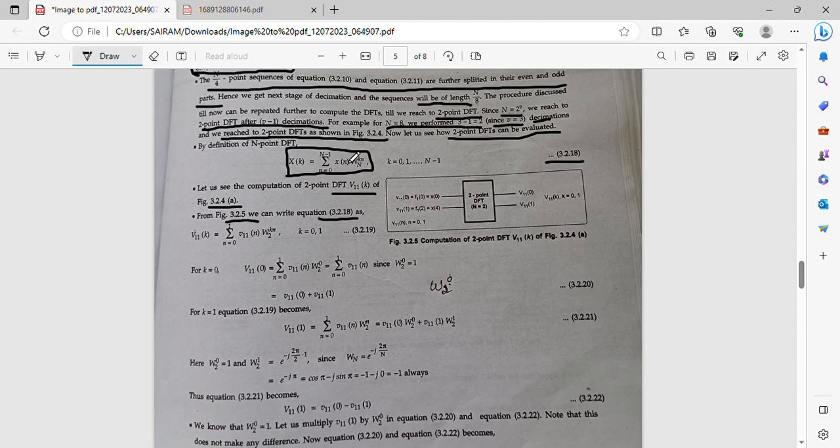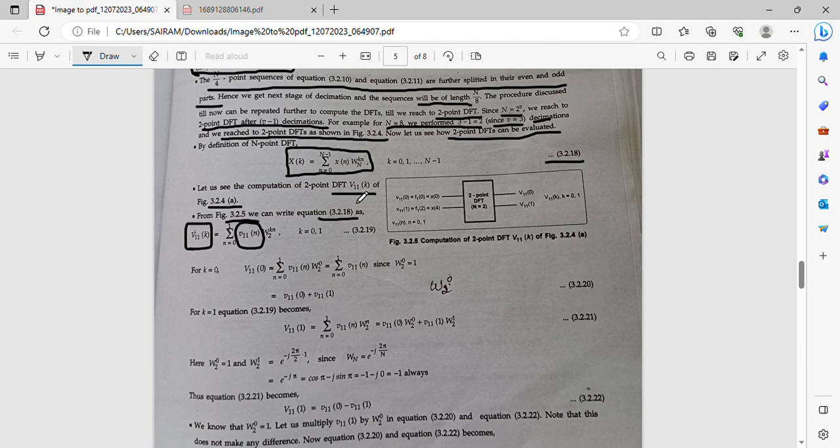If you try to write this equation by making use of 3.2.5, instead of x of n we write V11 of n. If you want V11 of k, you are supposed to write V11 of n. So here we are trying to compute V11 of k.